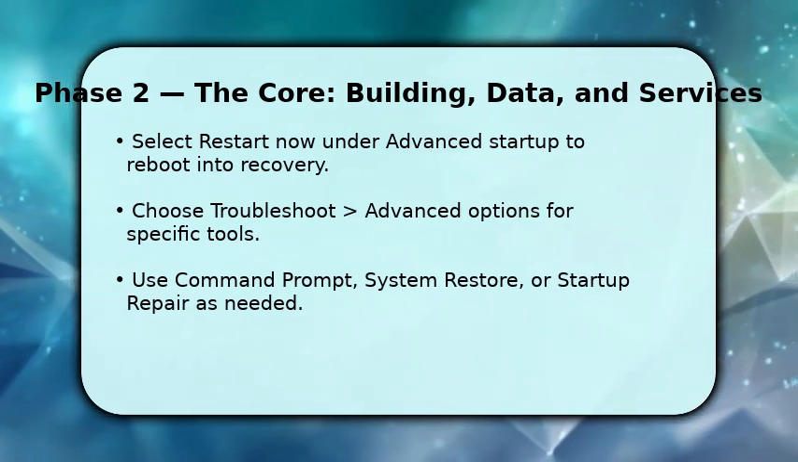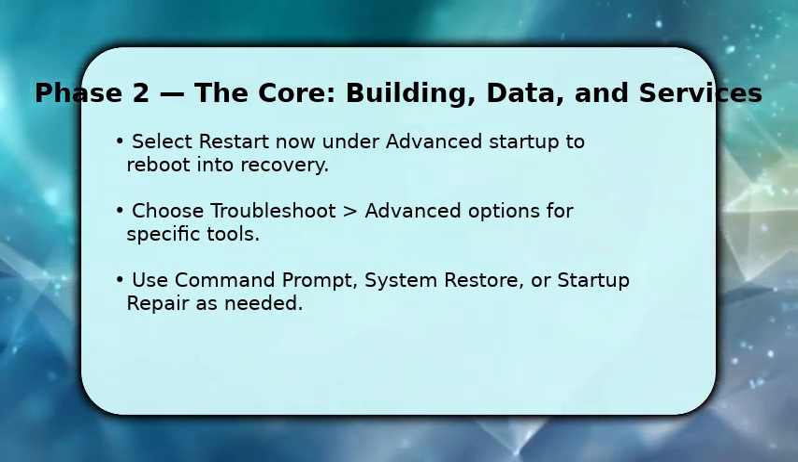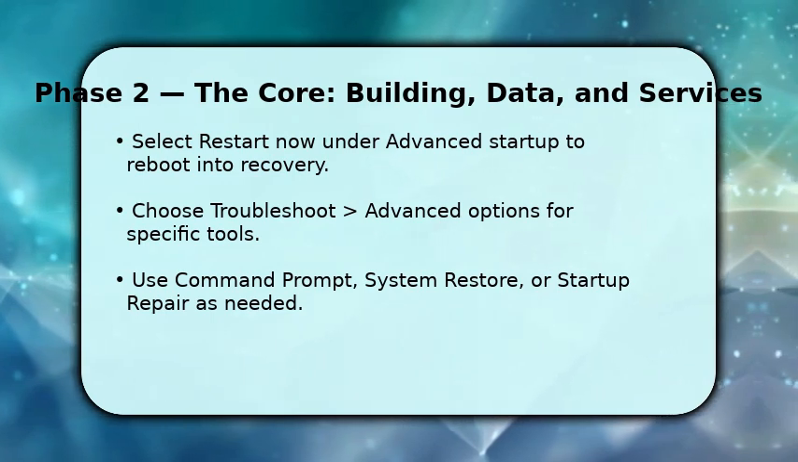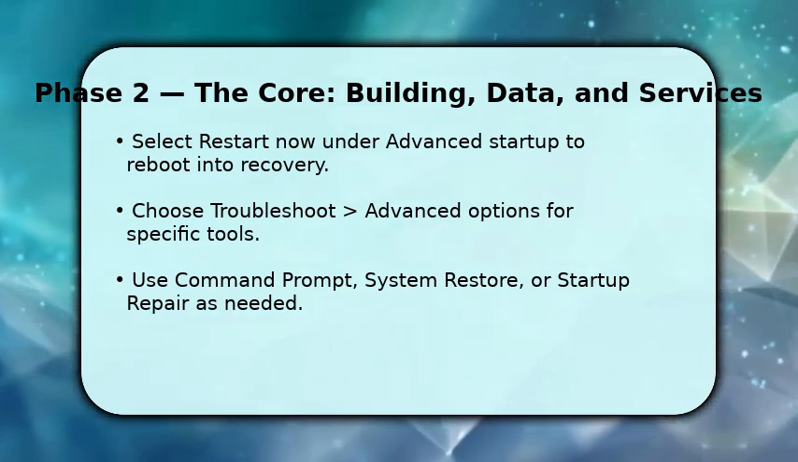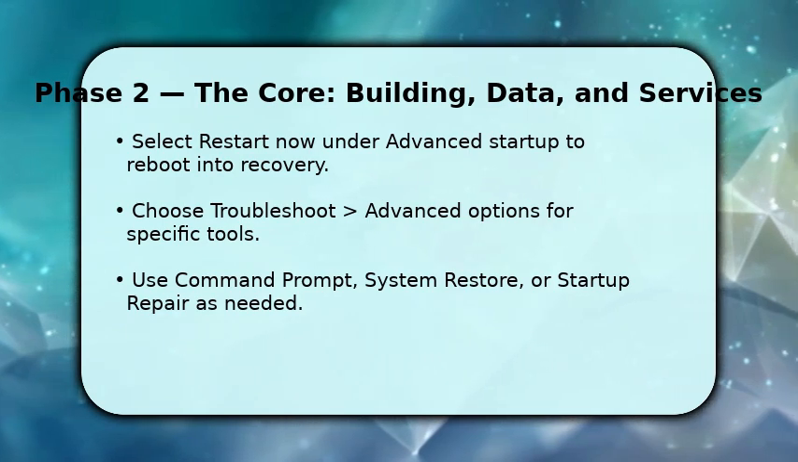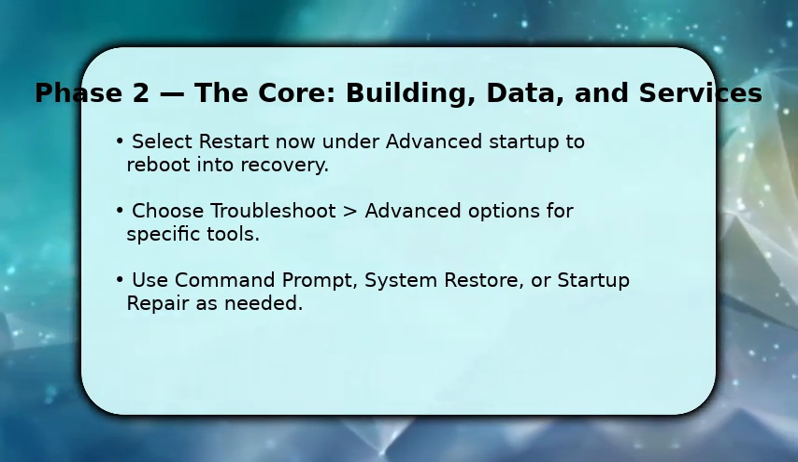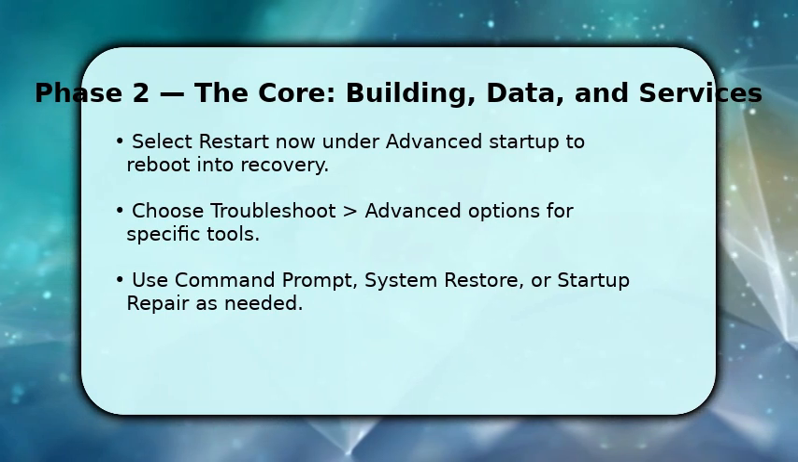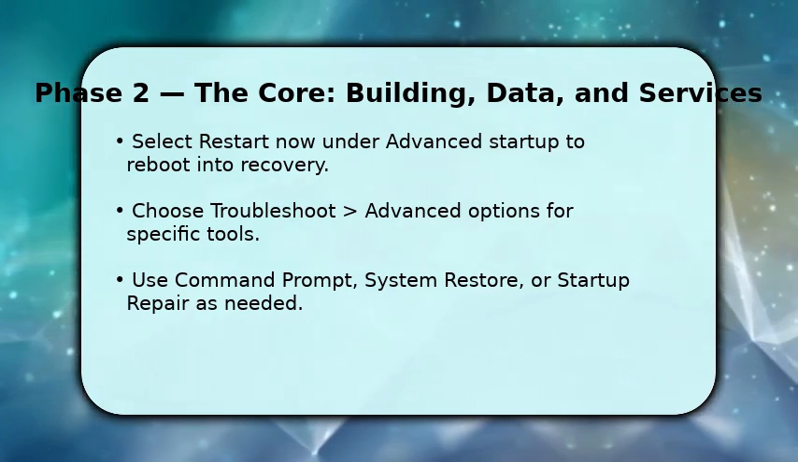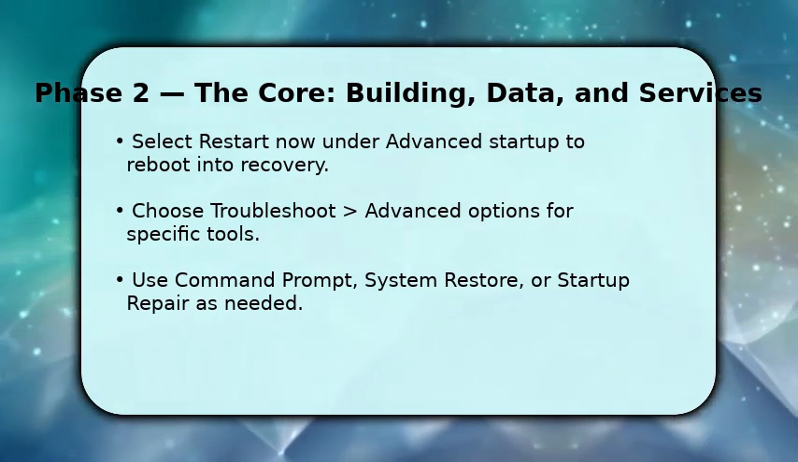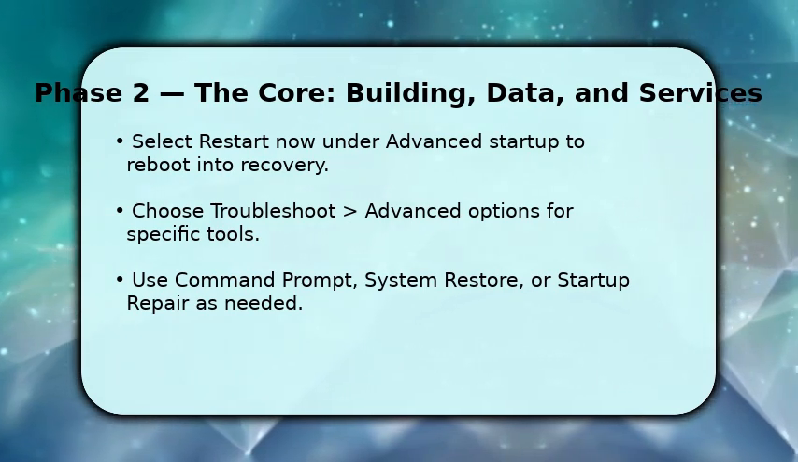From here you decide the path: Startup Repair fixes boot issues, System Restore rolls back recent system changes, and Command Prompt gives file-level control. If you need to reinstall, select Reset this PC. Otherwise, run targeted tools. This structure separates quick fixes from full reinstalls, which prevents unnecessary data loss.